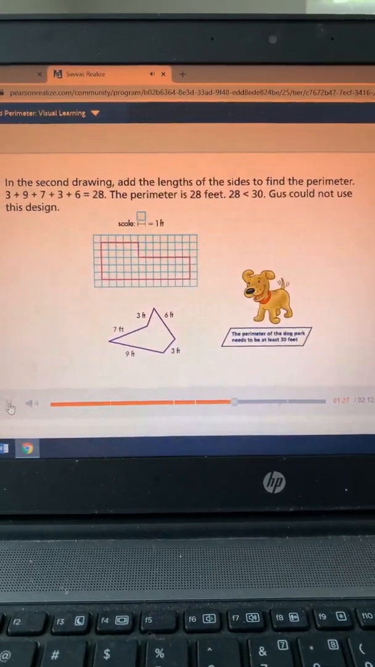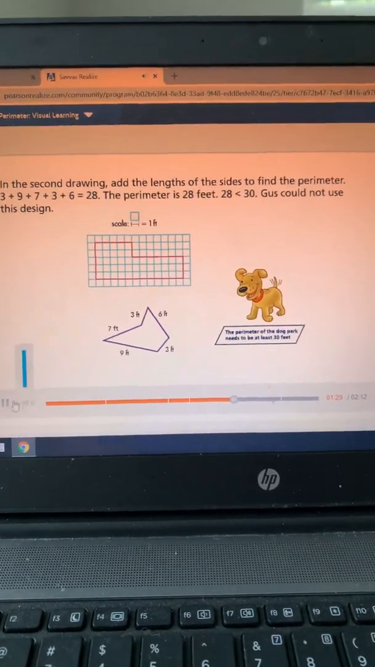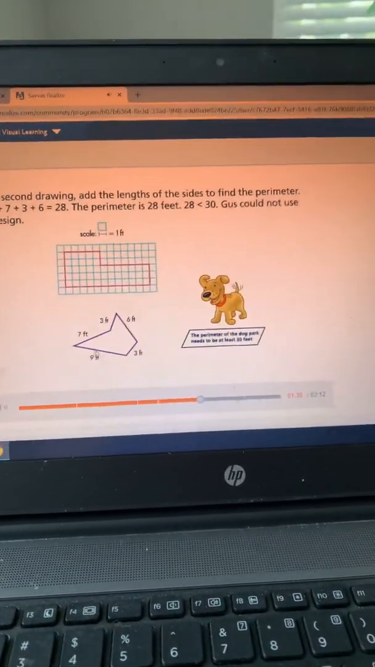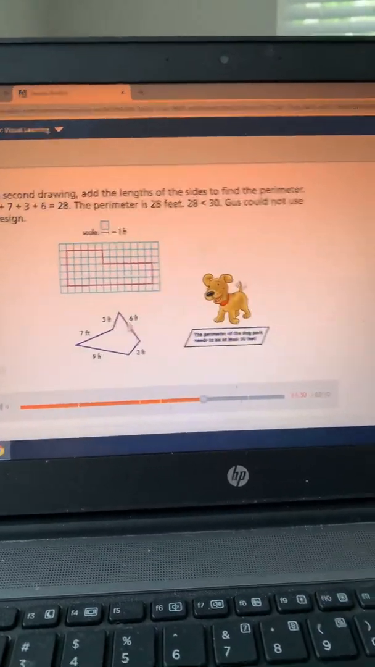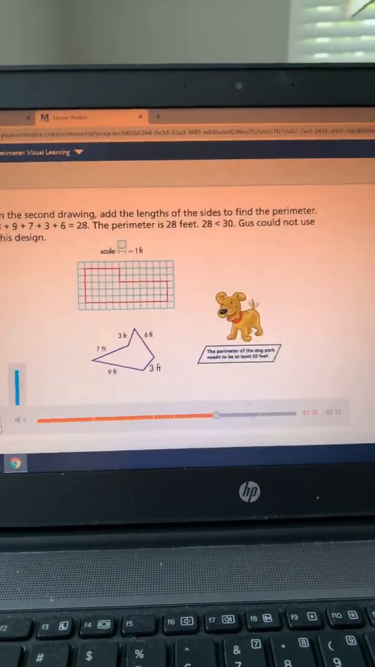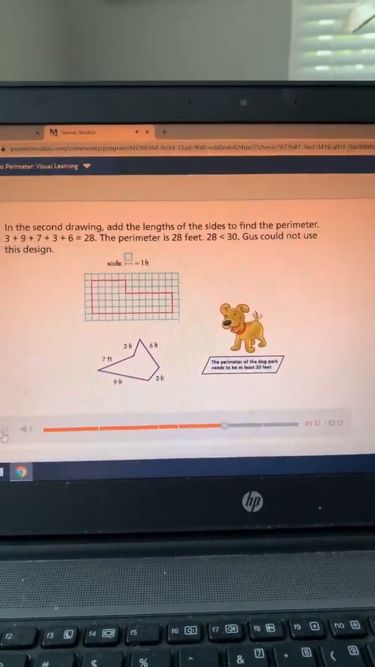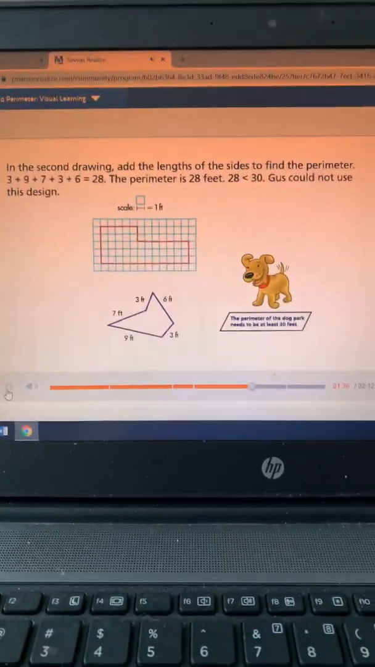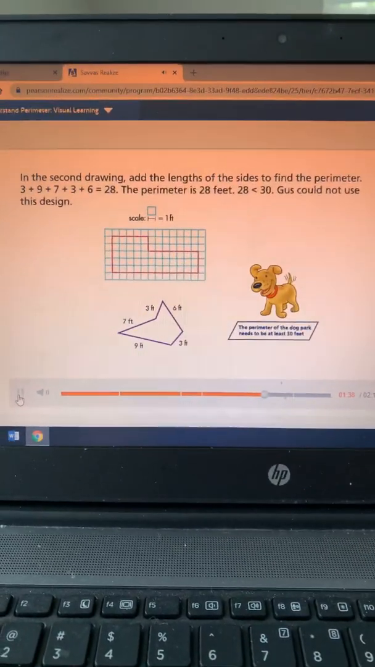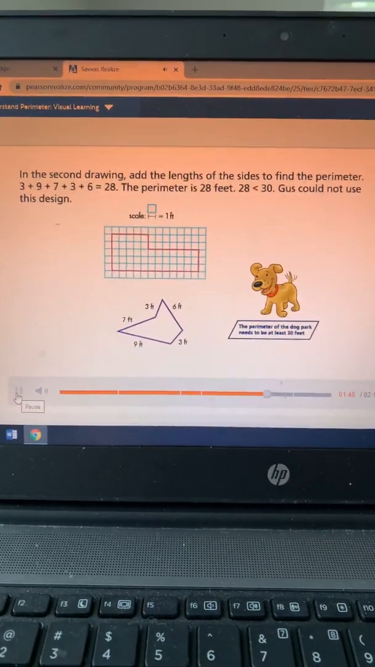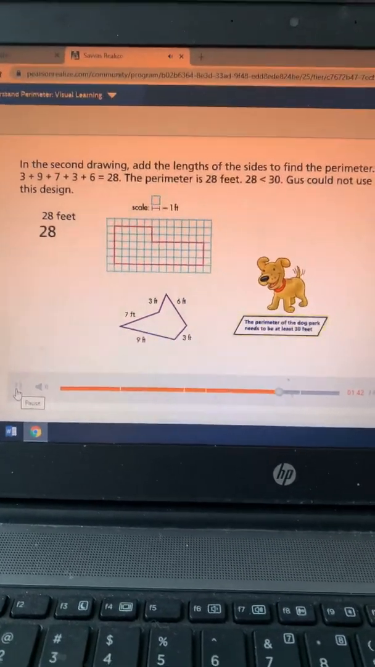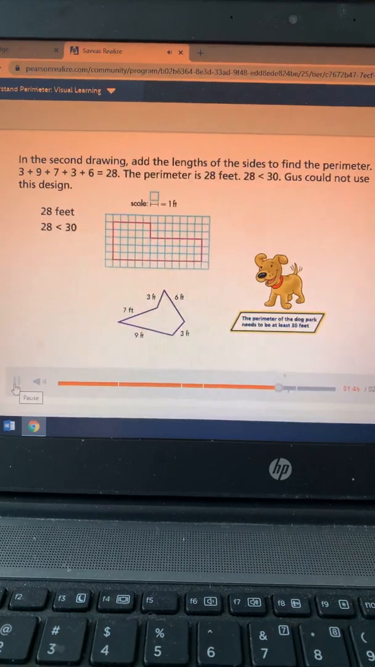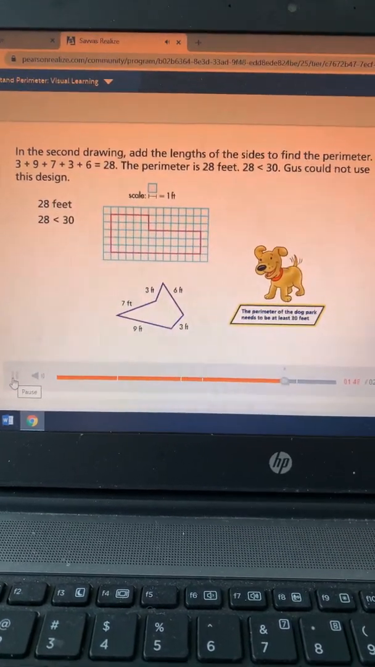Add the lengths of the sides to find the perimeter. So in our second drawing, we're going to add all these numbers. 7 plus 3 plus 6 plus 3 plus 9. 3 plus 9 plus 7 plus 3 plus 6. All you got to do is add those numbers. 28. The perimeter is 28 feet. 28 is less than 30. Gus could not use this design.